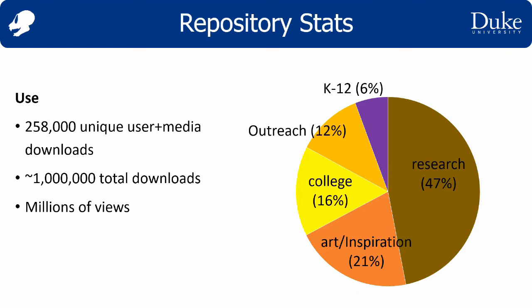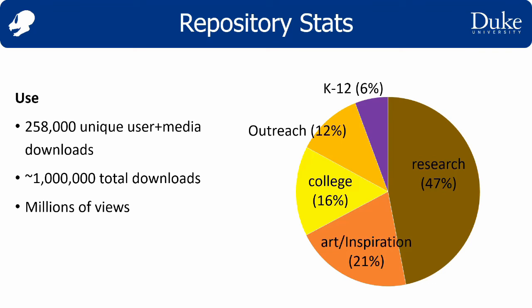In terms of use, we've got about 250,000 download events that represent a unique user and a media. So sometimes the same user will download the same file many times, and there are a variety of reasons for that. Sometimes it's interesting, but for the purpose of counting how many downloads, it's not.